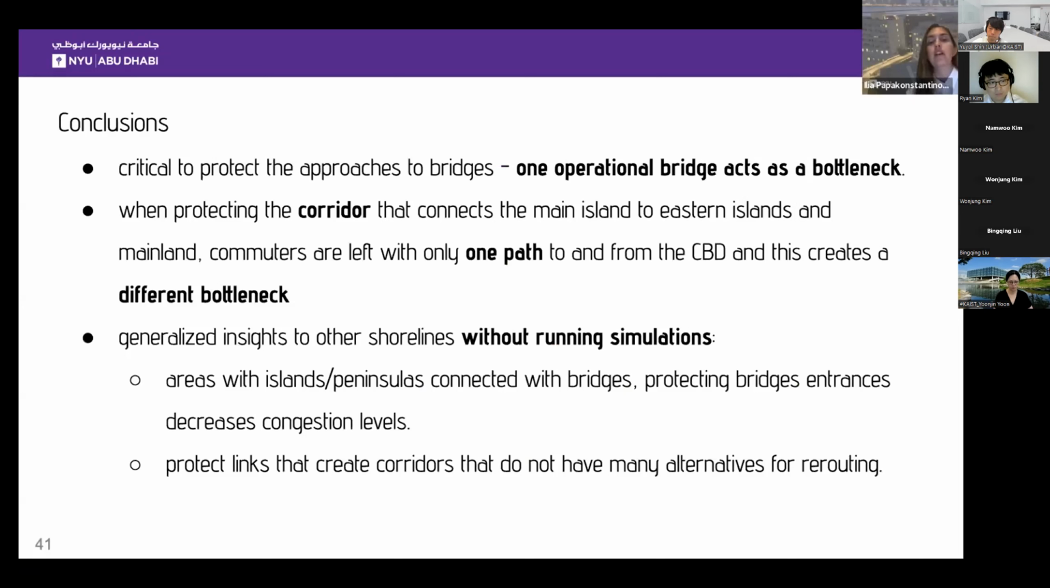So we can have in other parts of the world similar suggestions. First is that in areas with islands or peninsulas that are connected with bridges or tunnels, protection of the entrances or approaches will decrease congestion levels, and protect links that create corridors. As we said before, this helps to prevent these different bottlenecks that may occur.